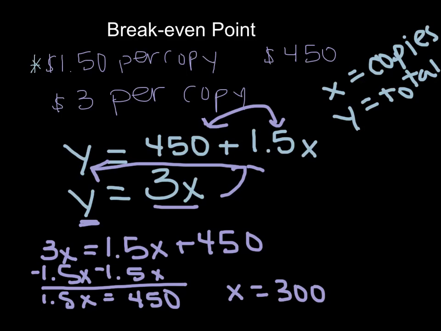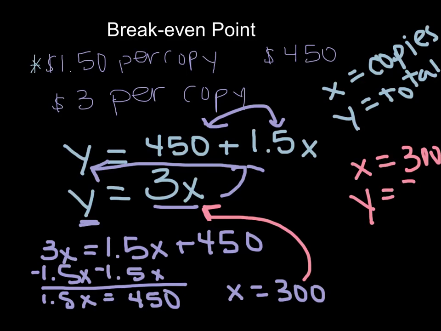Well, once I get that, I am going to plug that into my other equation and see what that equals. If I plug in 300 for x, my y, 3 times 300, should be 900. So what I have so far, I have x is equal to 300 and y is equal to 900. You can go back and plug both of those in and make sure that you did it right.